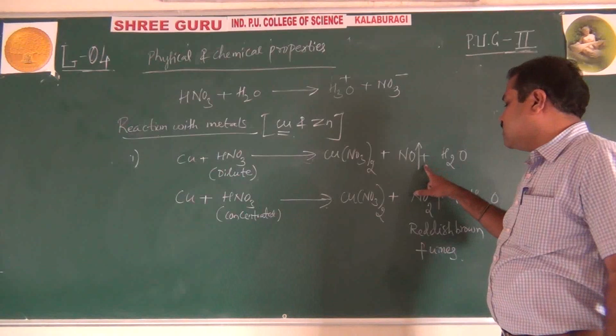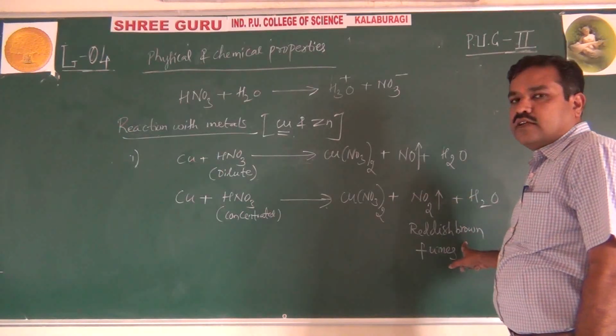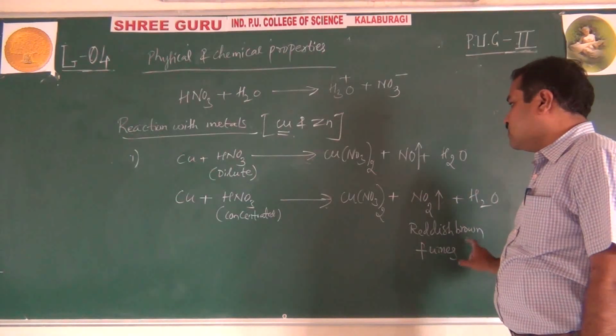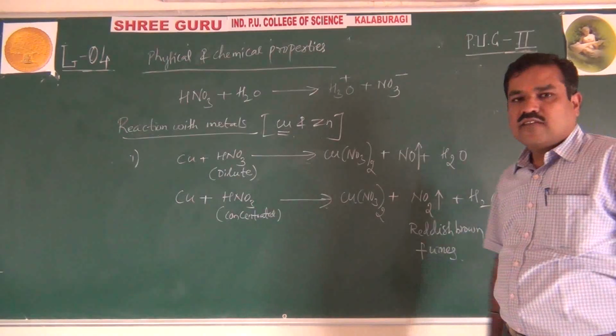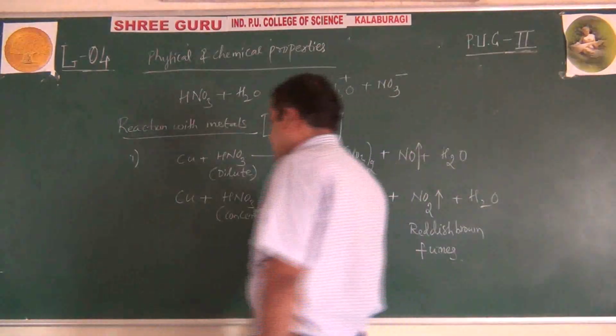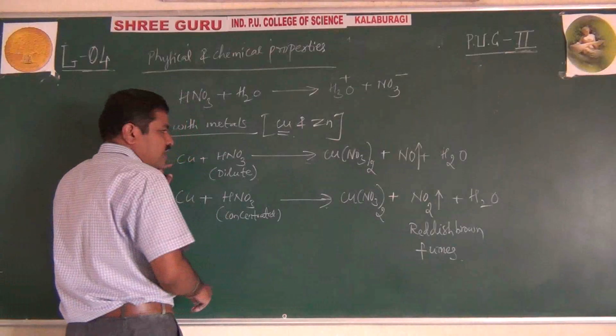Nitric oxide is a colorless, neutral gas. Nitrogen dioxide is a highly reddish brown colored acidic gas. I told you already, oxides of nitrogen. Now balance the above equation.